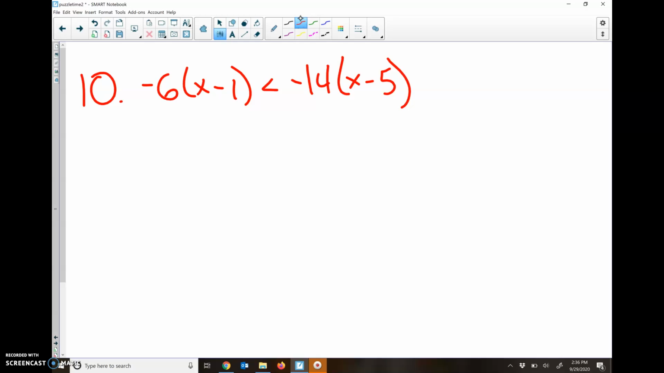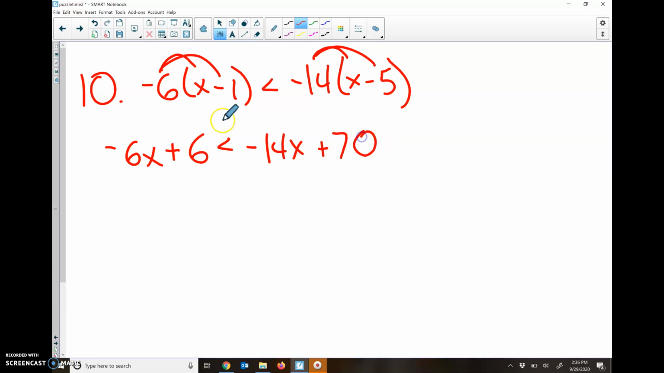The number 10 here, we got some distributing. In fact, we have a double distributing problem here. So I have negative 6 times x, so negative 6x. Negative 6 times negative 1 is a positive 6. And over here, I'm going to distribute the negative 14. So I'm going to end up with negative 14x. Then negative 14 times a negative 5 is a positive 70.